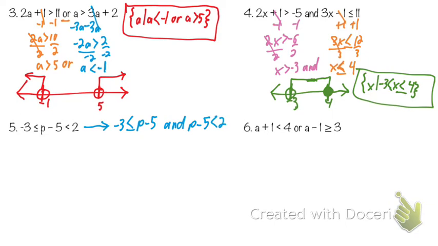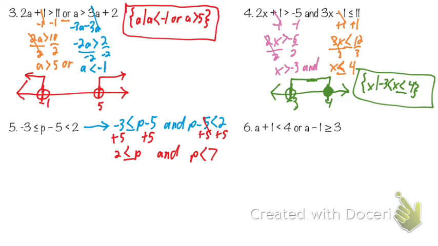So we have two ways we can solve this. If we look over here on the right hand side, I'll solve the blue one first, okay? So this one I would solve them separately again. I'd add 5, I get 2 is less than or equal to p. And add 5, I'd have p is less than 7.